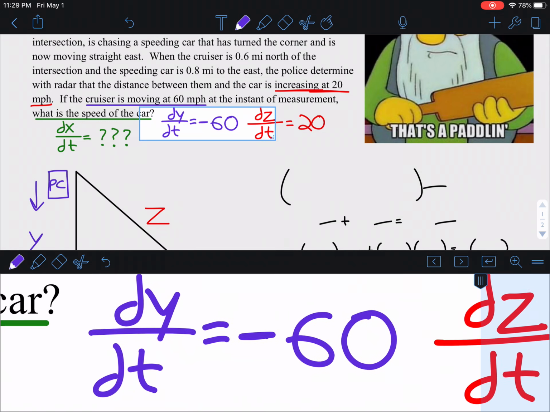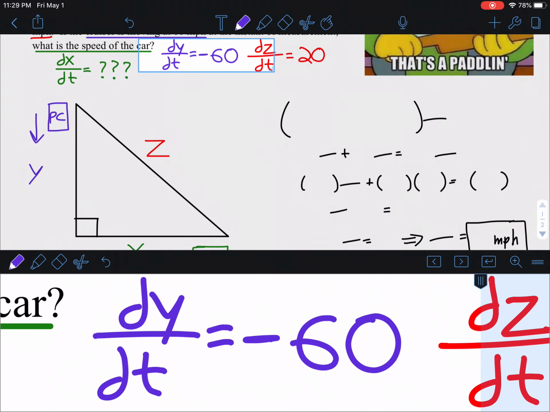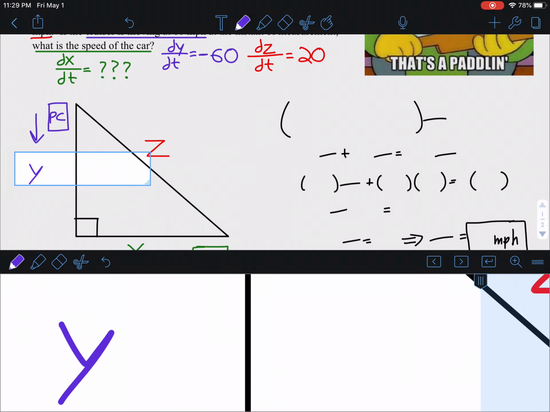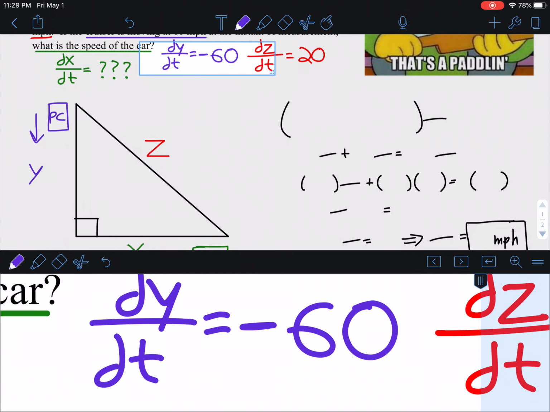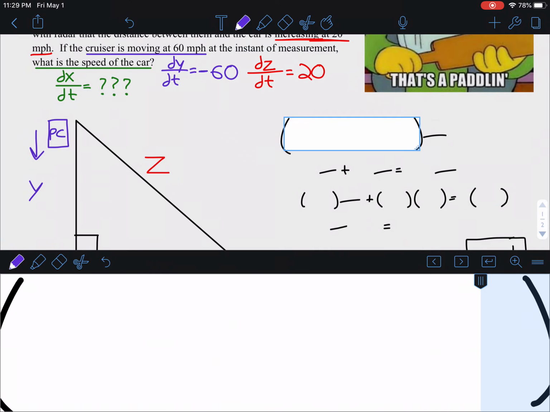The reason I have to make this negative 60 is because of what y represents in my picture. y is the distance between the cruiser and the intersection. And if this cop is doing his or her job, that distance should be getting smaller, right? And so I represent a variable that's getting smaller by putting a negative in front of its rate of change, okay? dy/dt has to be negative 60, and you're going to see this play out at the end here, okay? All right, so let's relate x, y, and z, right?